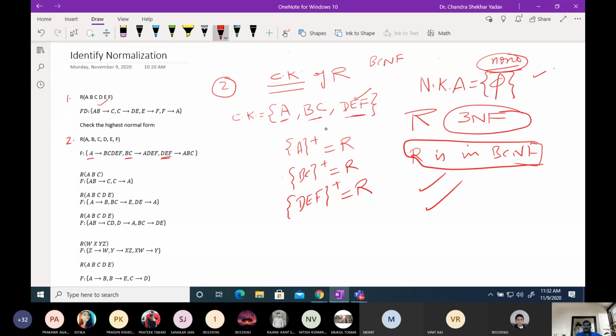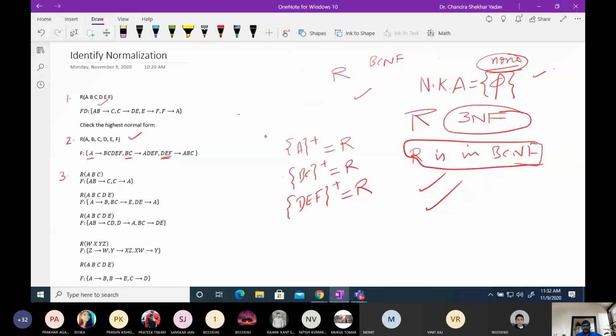Did you get it? Now what about question number 3? What is the normal form of R in question number 3?